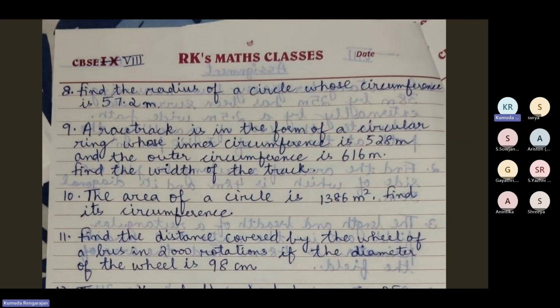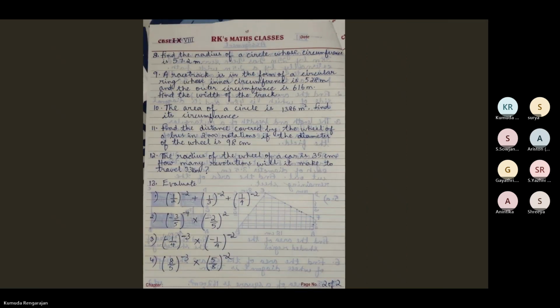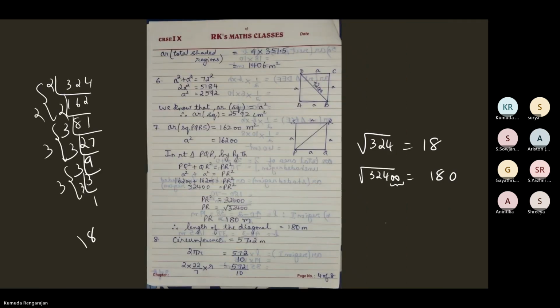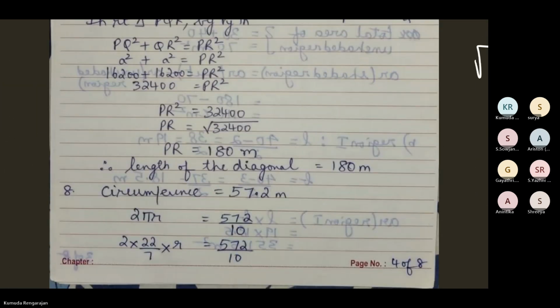Correct. So how do we start working? Circumference is given. Circumference is 57.2. That means 2 pi r is equal to 57.2. So you should work that and find the value of r. After this, you complete. I'm not taking you to the next slide. Circumference is 57.2, so 2 pi r is equal to, shifting the decimal point, 572 by 10. Find the value of r.